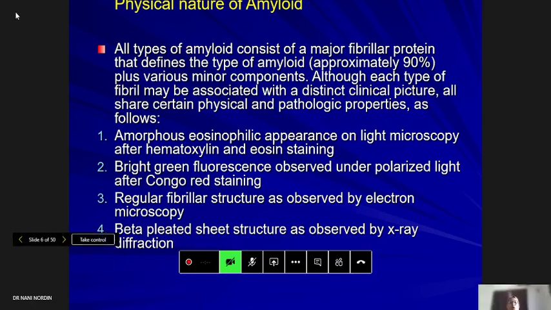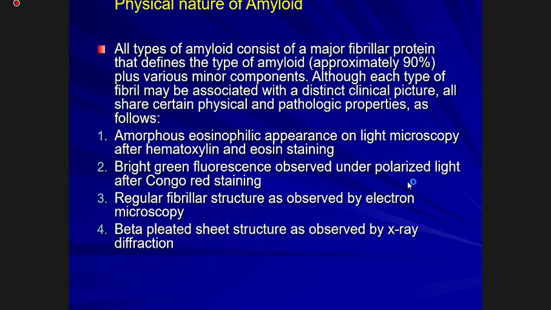Okay, so you can also view the amyloid under polarized light. You give Congo red staining, and you view it under a polarized microscope, and it appears as bright red fluorescence. So this is another way of identifying amyloid. It's fluorescent in color when you see it under the polarized light, if you stained the sample with Congo red staining.